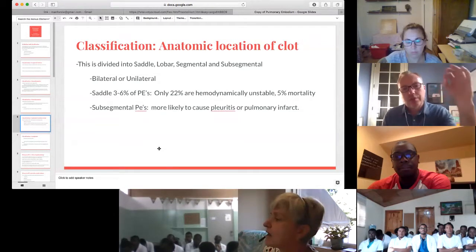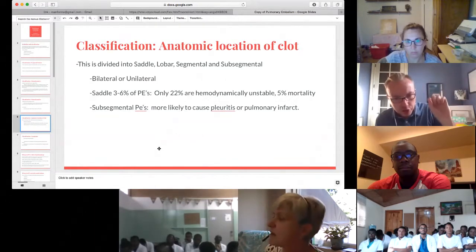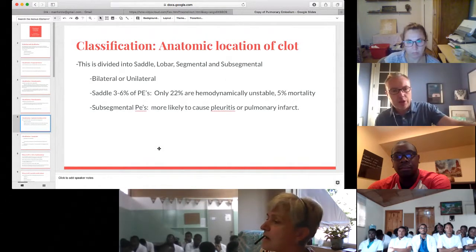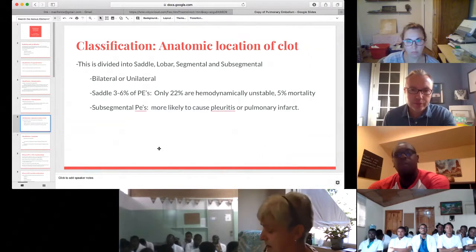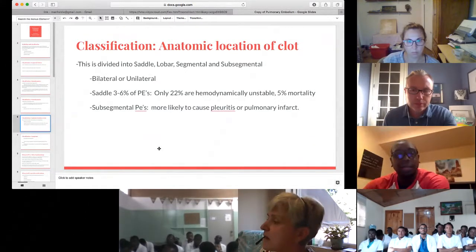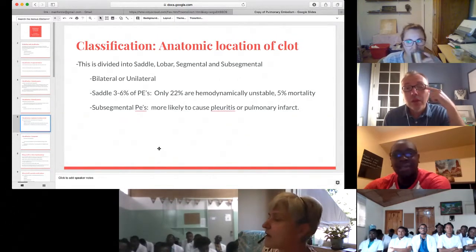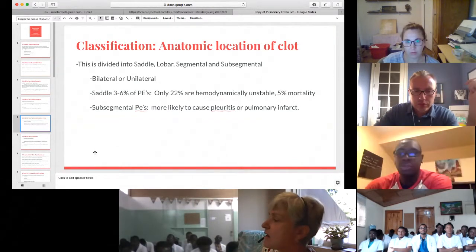And another piece of information, so the subsegmental PEs, in other words, the ones that are extremely distal in the arterial branches, are more likely to cause symptoms such as pleuritis or pulmonary infarct. Les embolies pulmonaires les plus distales, c'est-à-dire celles qui se situent au niveau des branches sous-segmentaires, sont beaucoup plus aptes à causer des douleurs thoraciques comme la pleurésie ou l'infarctus pulmonaire.